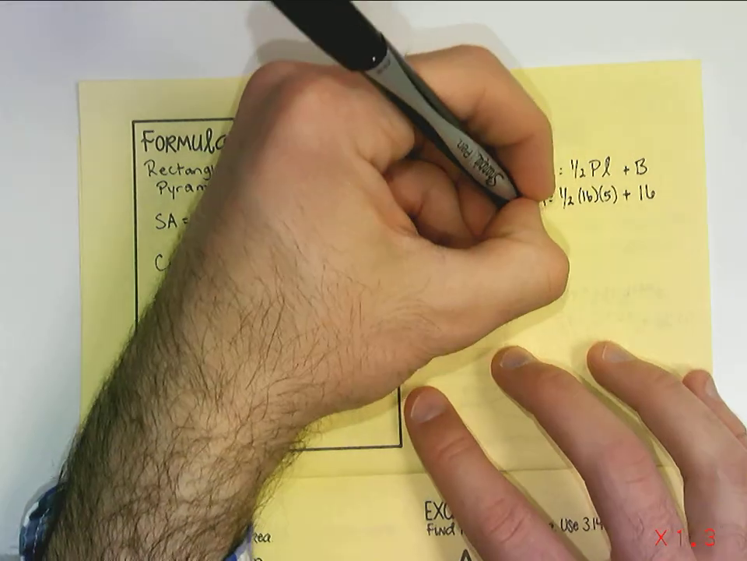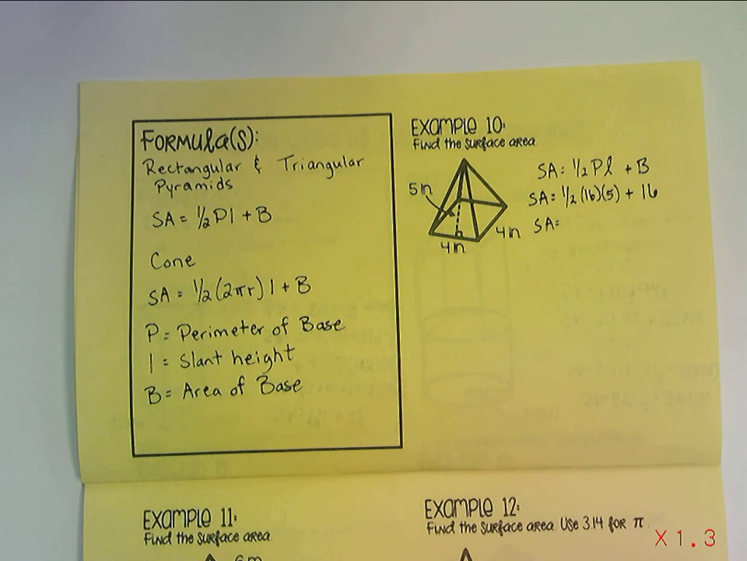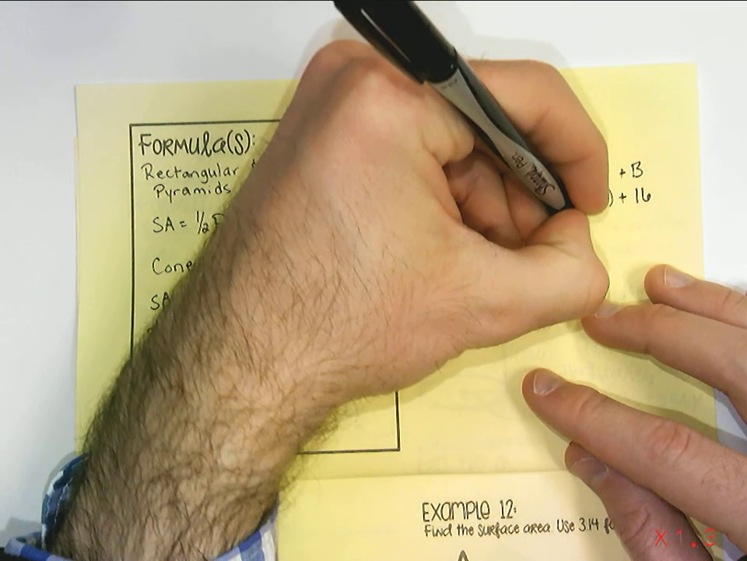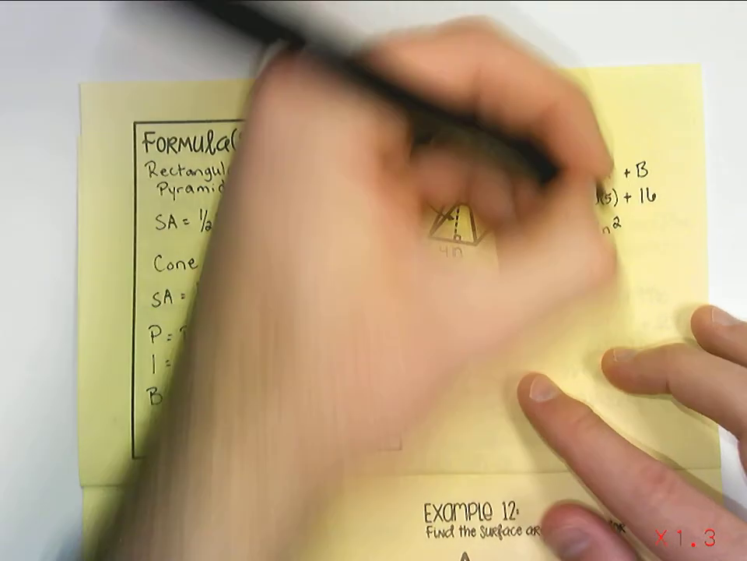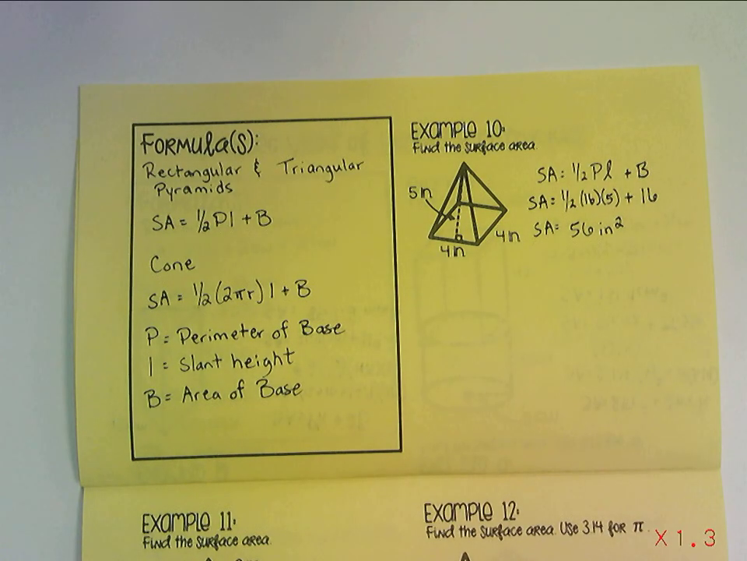So, just about there. Carry out our multiplication. 16 times 5 is 80. Divided by 2 or multiplied by 1/2 is 40. Plus 16 more would be 56. So 56 inches squared on this one here. So as long as you can fill in the parts of the formula, you're in business, because the rest is just multiplication and addition.